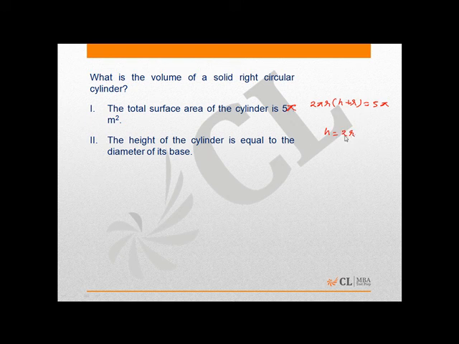This again individually is not sufficient, but when you combine these two statements, you can definitely get the answer by using two equations and two variables, right? So you can find the answer using the combination of the two. So the right answer is C.